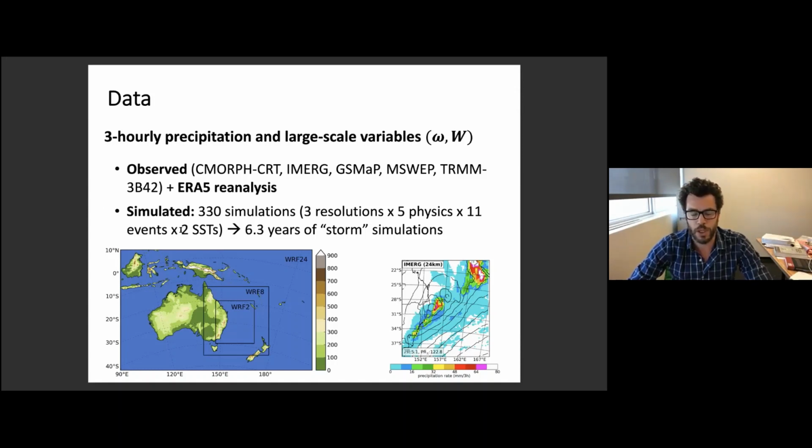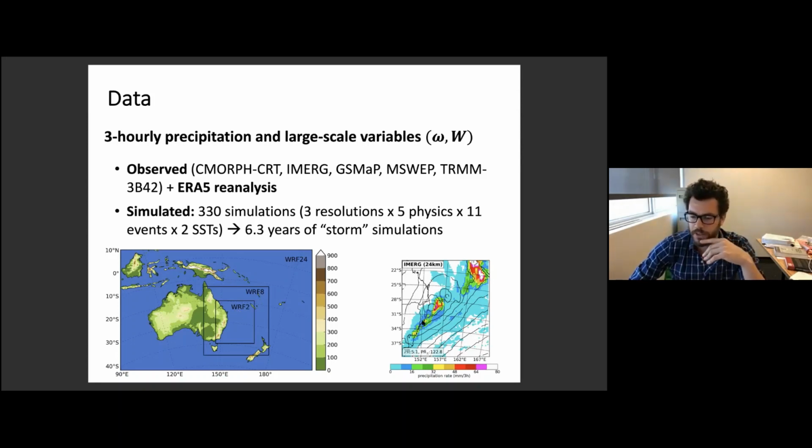In addition, we also include 2 different boundary conditions at the surface, where we use a spatially smooth SST and a high resolution SST data set. But that leads to relatively small differences, so I'm not going to really discuss that. In any case, we have in total about 6 years of simulations. Again, WRF2 is run in convection permitting mode, so the convection is explicitly represented, and we turn off the deep convection scheme.